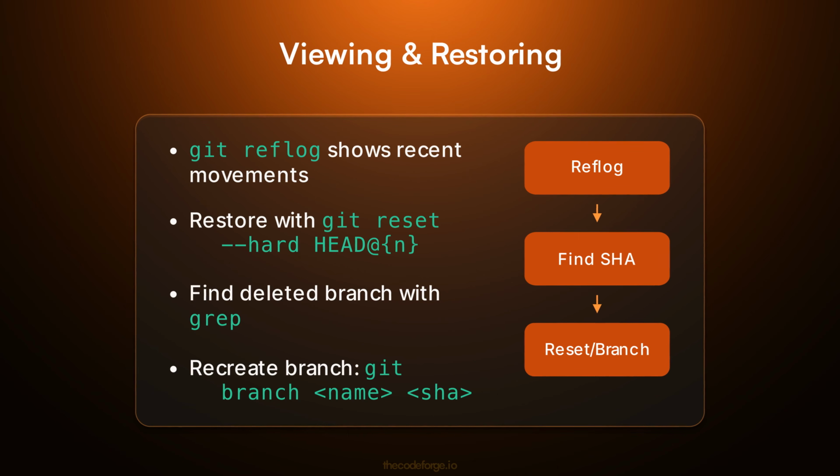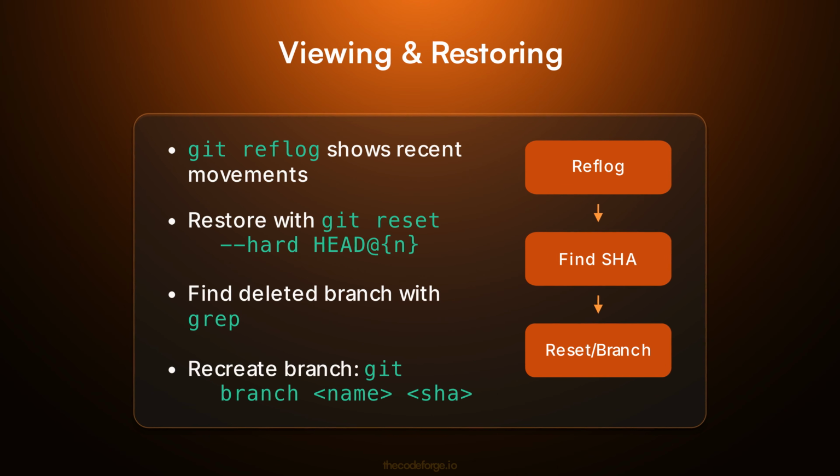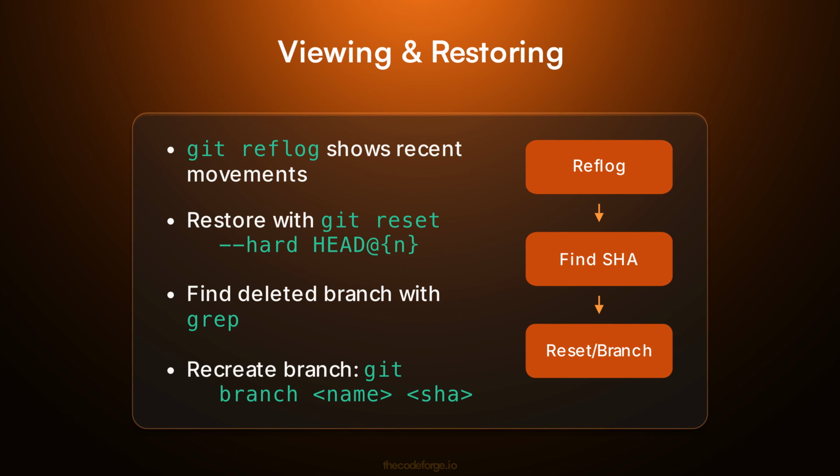To view the Reflog, run git reflog. To restore to a specific entry, use git reset --hard HEAD@{2}. If you deleted a branch, grep for its name: git reflog | grep feature/payments. Then recreate the branch with git branch recovered-branch a1b2c3d.